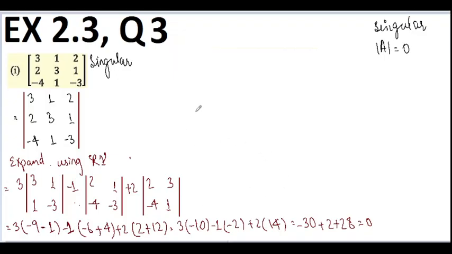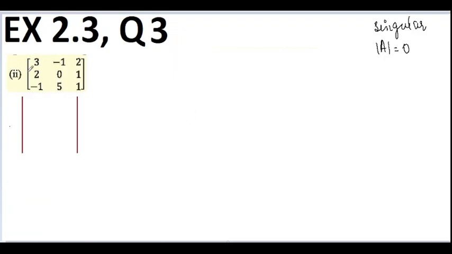Now moving towards the next part, which is part number 2. Again, changing it from matrix form to determinant form, it is equal to 3 -1 2 2 0 1 and -1 5 1. There is only 0 in the second row, so we are going to expand it using this row, because we prefer using the rows which contain 0. So for the second row we have the rule. First of all, we should write here expand using R2.